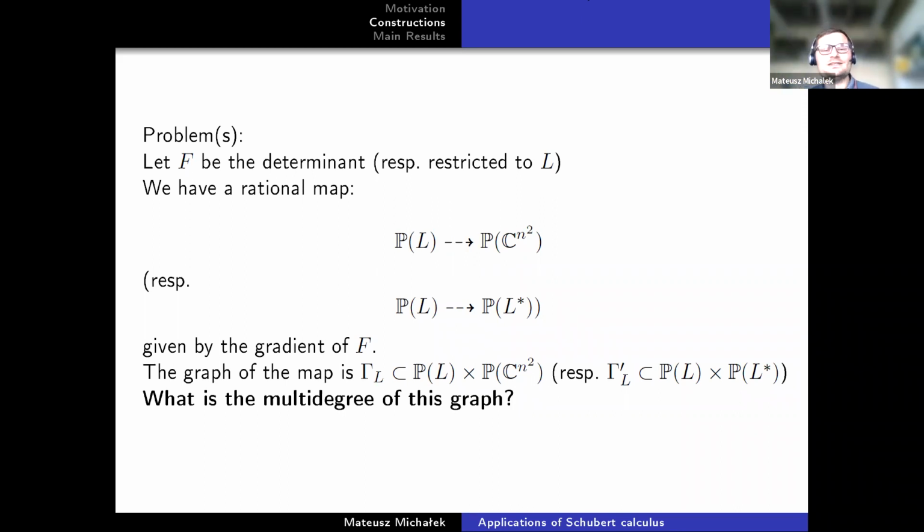And I claim that all of the questions I asked so far in this talk are about the multi-degree of this graph. And at this point, I should explain what the multi-degree is. As I said, by training I'm an algebraic geometer, and algebraic geometers study varieties. What is a variety? It's a zero locus of polynomials. So you have a lot of polynomials and you look at their common solutions. If you are given a variety in a projective space, there are two major, very important invariants of this variety. One is its dimension, and the other one is the degree of the variety.